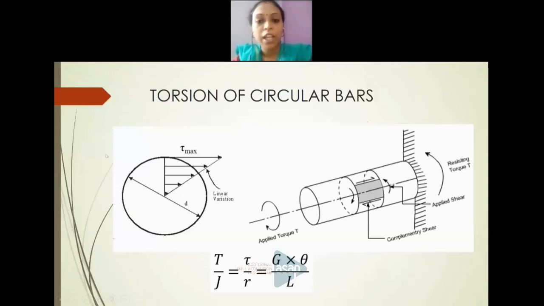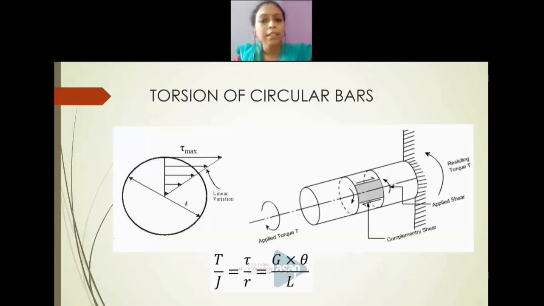Okay, T by J is equal to tau by R is equal to G theta by L. This is the famous torsion equation, where T is the twisting moment or applied torque, and J is the polar moment of inertia with respect to the longitudinal axis. Tau is the shear stress produced due to the applied torque. R is the radius, G is the modulus of rigidity or shear modulus, theta is the angle of twist, and L is the length of the structure.